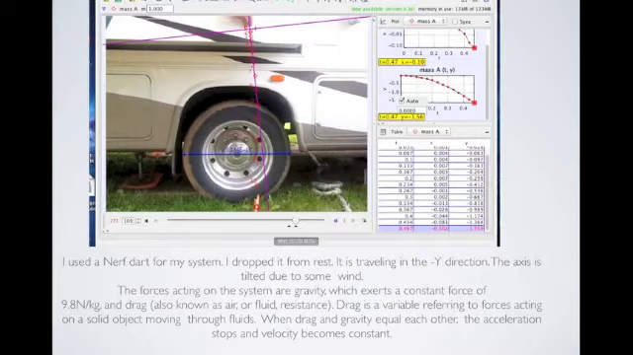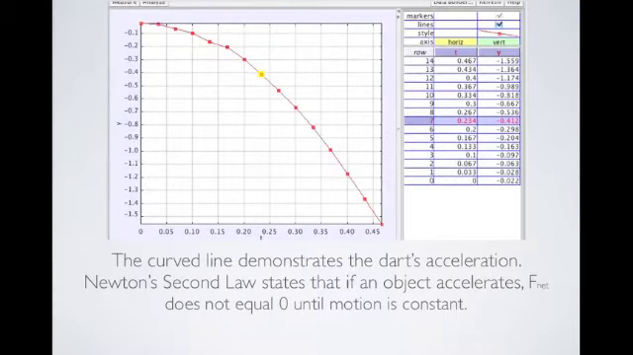The forces acting on the system are gravity, which exerts a constant force of 9.8 newtons per kilogram, and drag, also known as air or fluid resistance. Drag is a variable referring to forces acting on a solid object moving through a liquid or fluid. When drag and gravity equal each other, the acceleration stops and velocity becomes constant. The curved line demonstrates the dart's acceleration. Newton's second law states that if an object accelerates, net force does not equal zero until motion is constant.